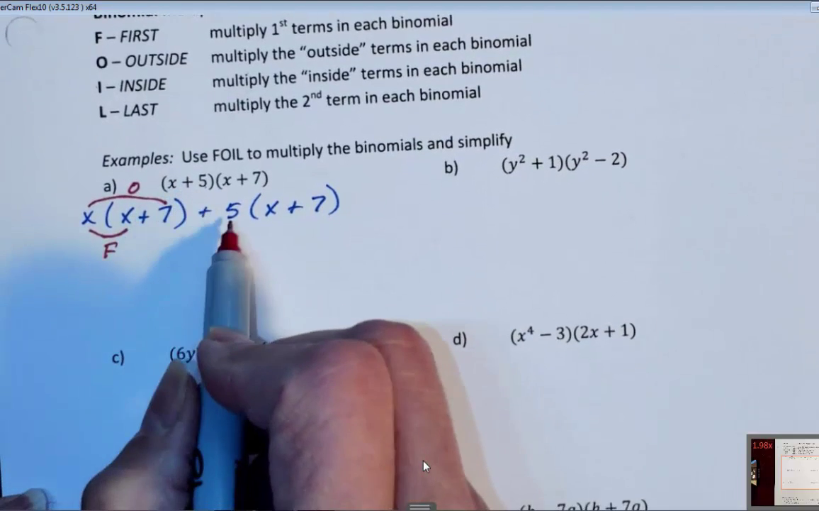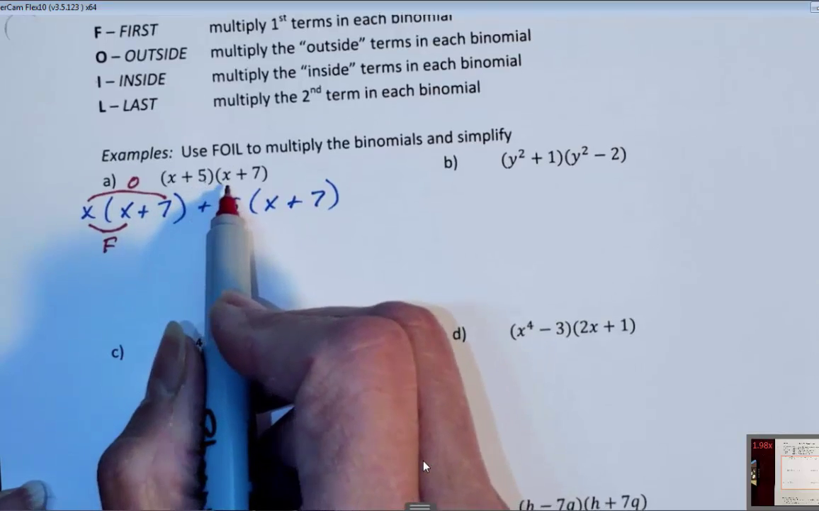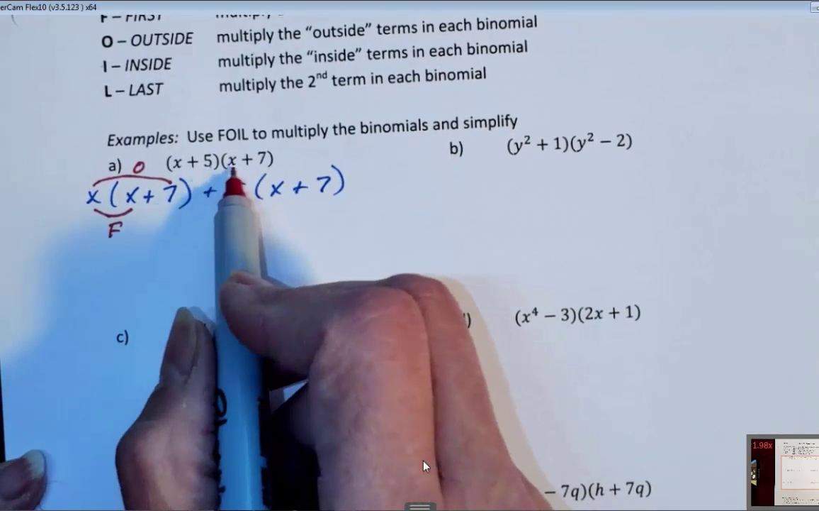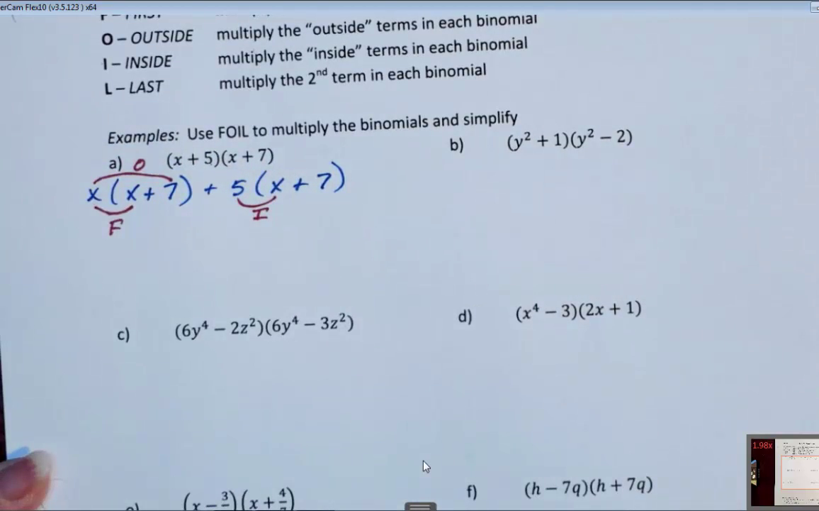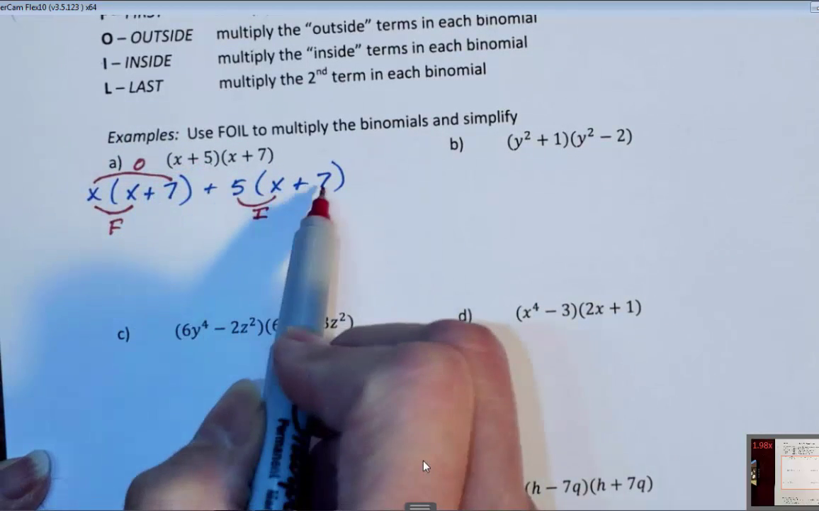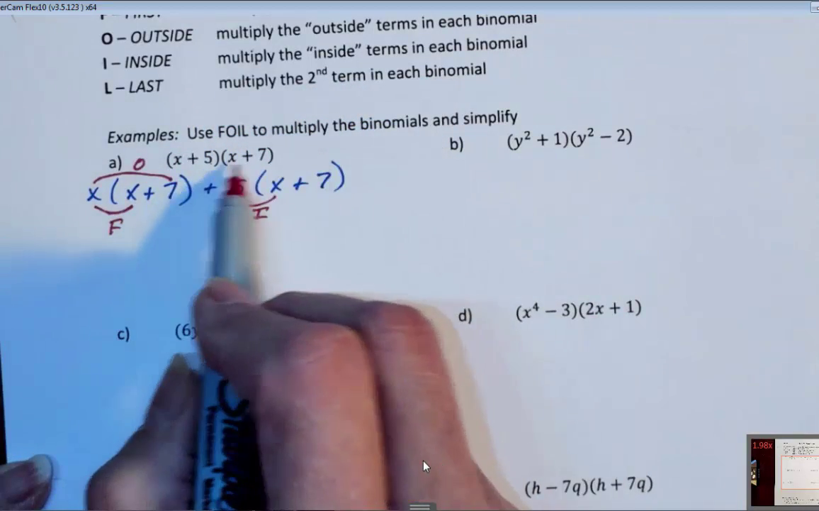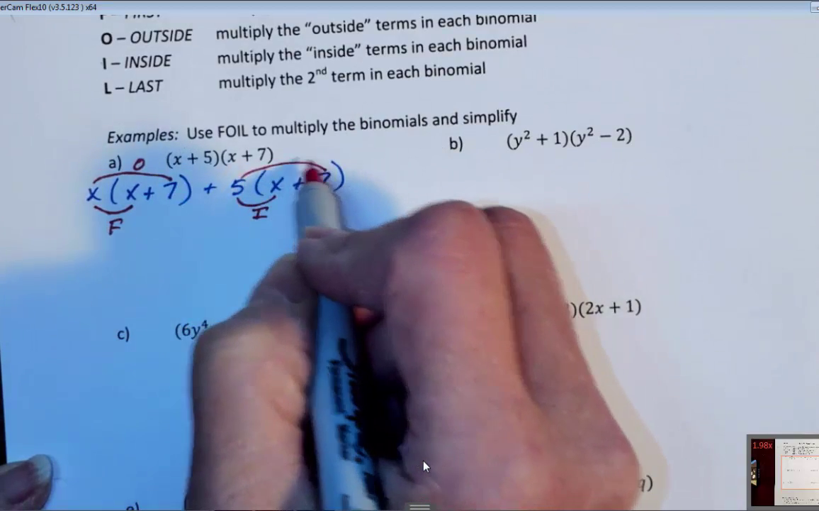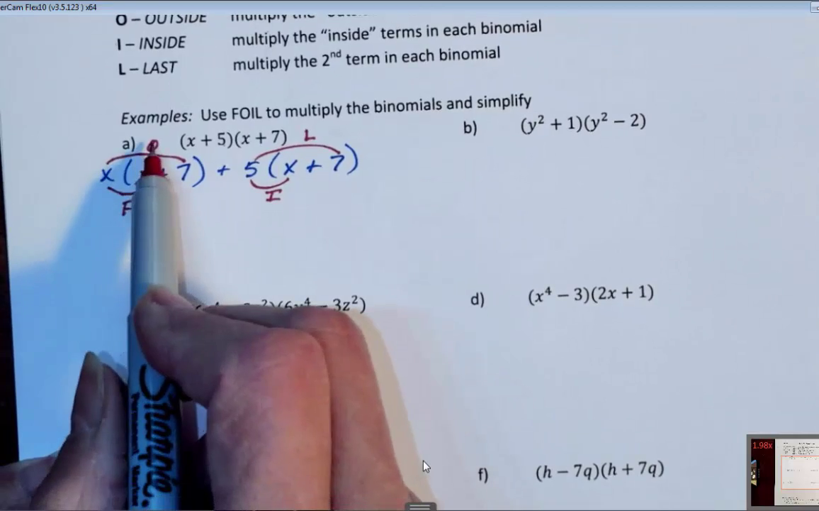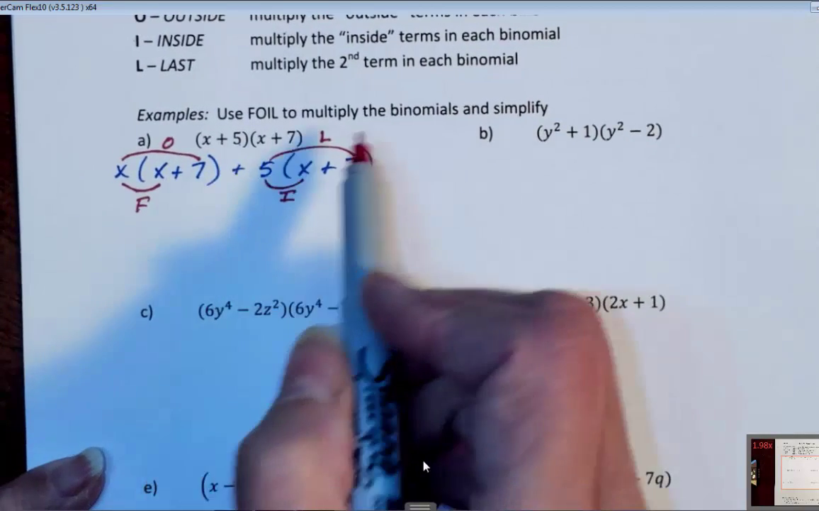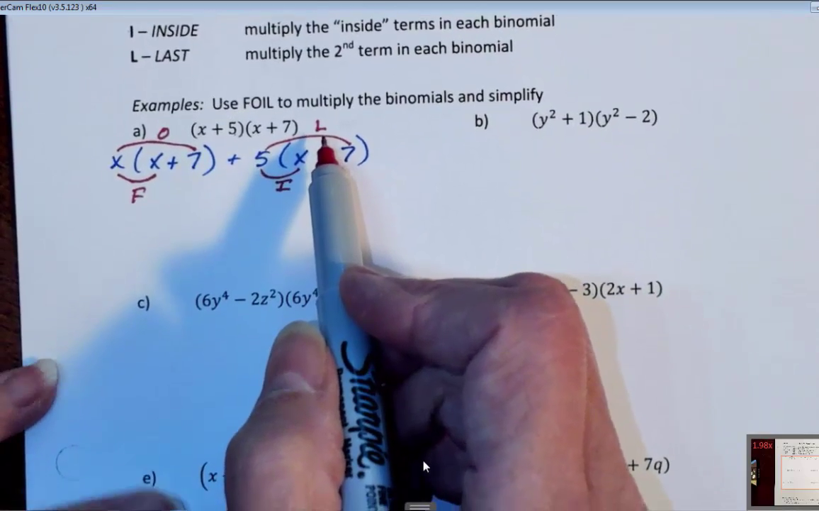Then you're going to multiply 5 times x. Notice where the 5 and the x are in your two factors. Again, we call these our inside terms. And then we're going to multiply 5 times 7. So 5 and 7 is the second term in each binomial, and we call these your last terms. So you're going to multiply your first, then your outer terms, then your inner terms, and then your last terms. It's just a little bit easier way of trying to remember how to distribute.